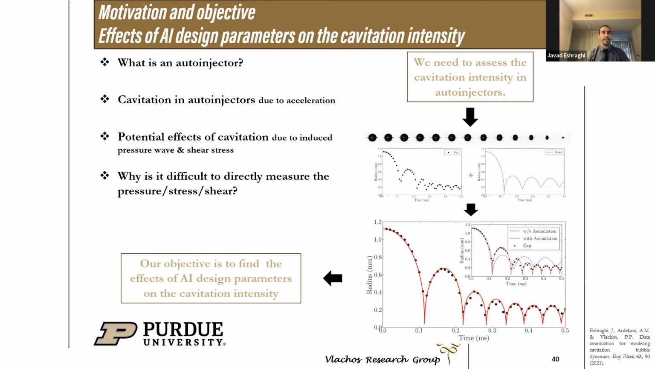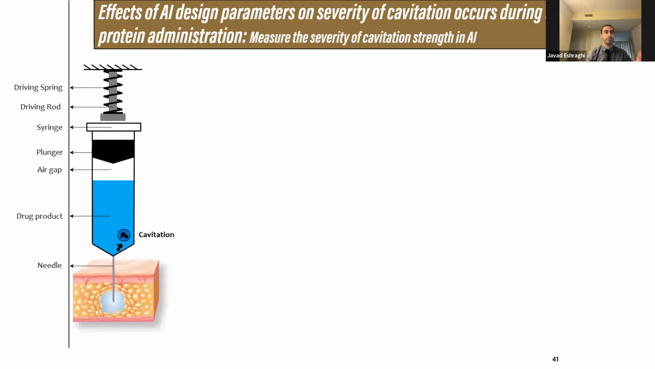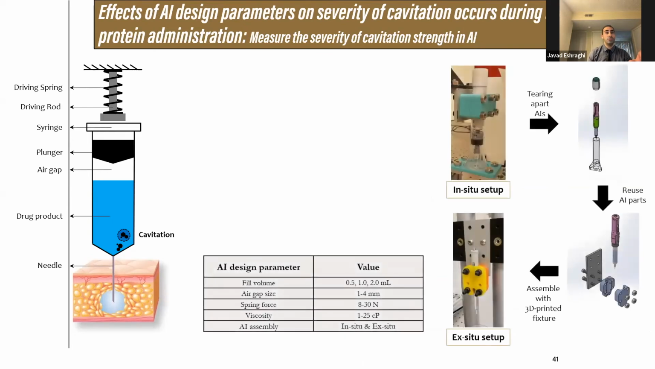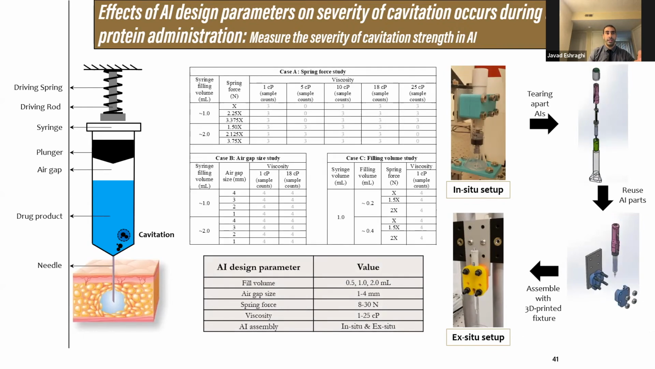We investigate the effects of the spring force, air gap size, fill volume, and viscosity on the severity of cavitation that occurs in the autoinjectors, in terms of extension rate. We conducted our tests on two different platforms, in situ and ex situ. In the in situ setup, we test the original autoinjector device, while in the ex situ one, we tear apart the autoinjector and reuse the components in our fixture for more optical access while capturing the images.